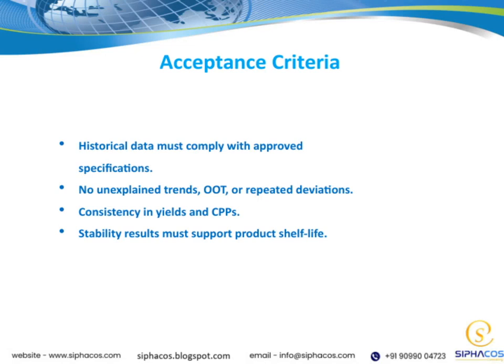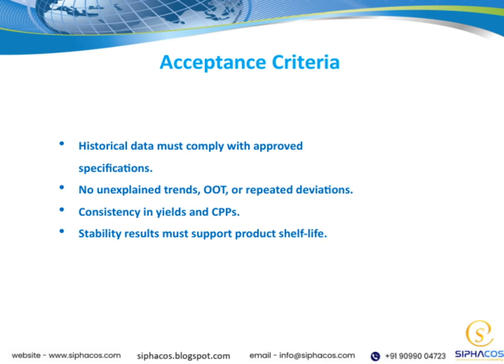When we look at the historical data, it's essential that it complies with the approved specifications. This means all the data should fall within the predefined acceptable ranges and criteria. We want to avoid any unexplained trends, out-of-trend results, or repeated deviations that could indicate underlying issues. Consistency is key here, especially in yields and critical process parameters, or CPPs. Stable yields and CPPs give us confidence that the process is reliable and under control.